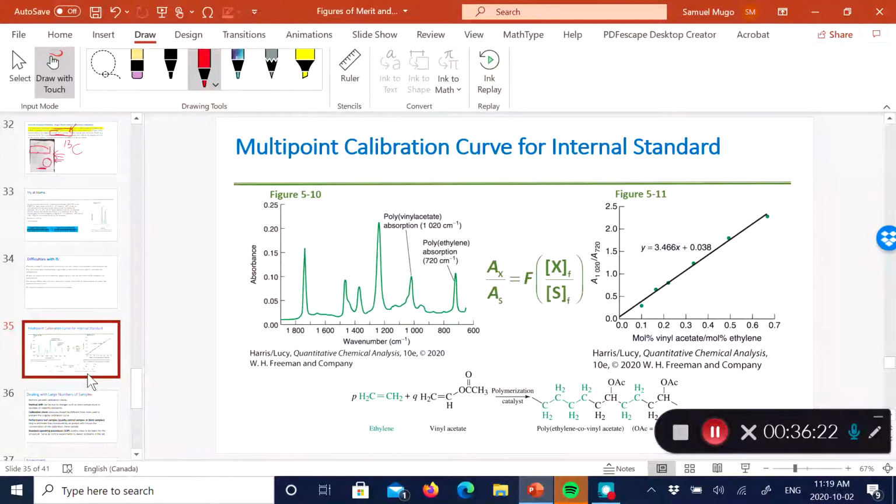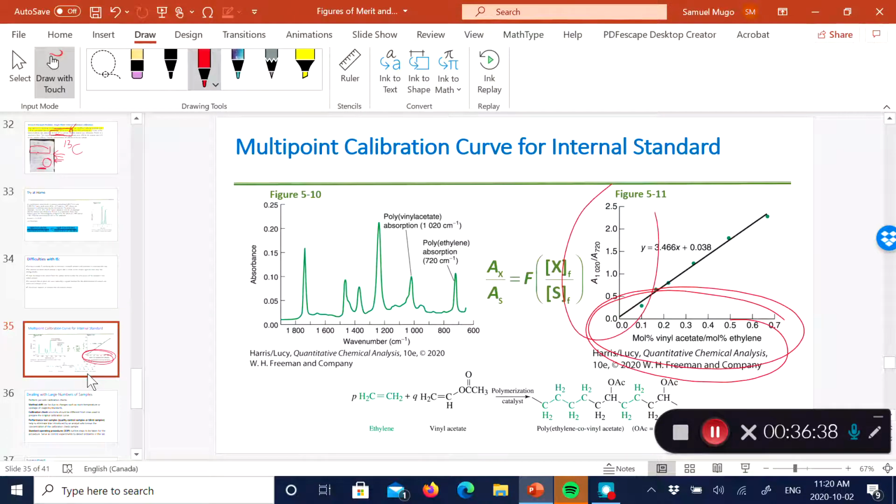So the multipoint calibration curve for internal standard, as I said before, is fairly straightforward. The x-axis stays the same. That's the concentration of the standard solutions, which of course were spiked with the internal standard. And then on the y-axis, you just get a ratio of the signal of your analyte divided by the signal of your internal standard. And that's what you plot on the y-axis.